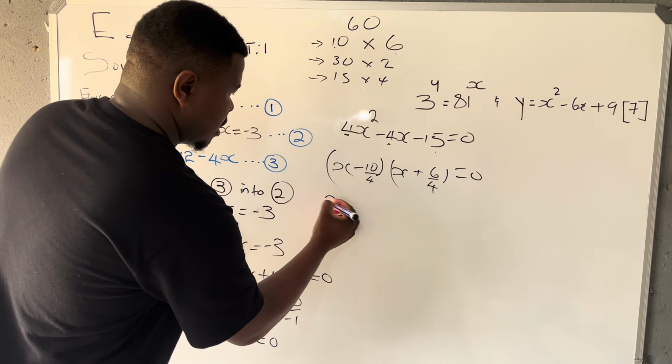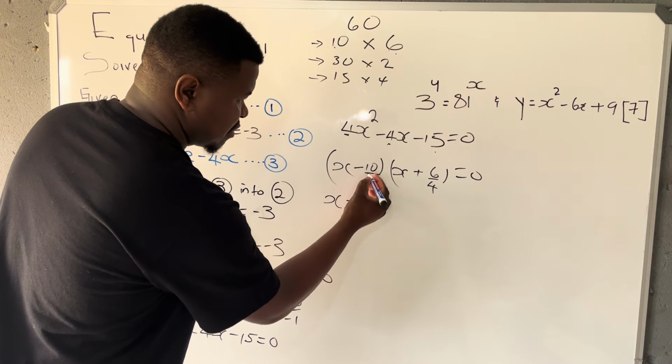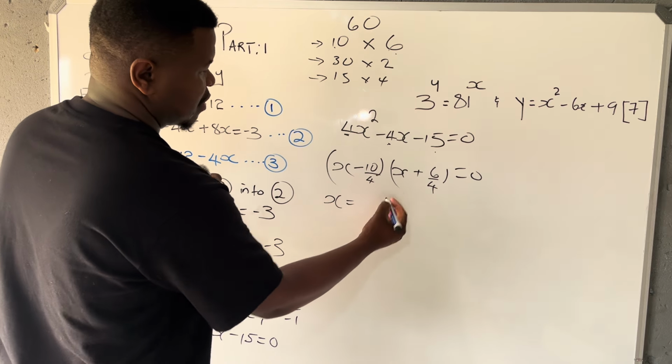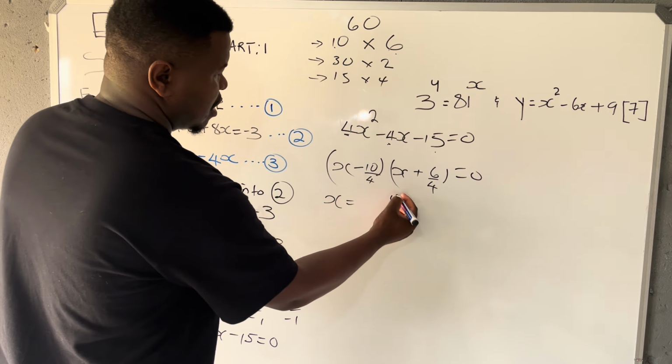So if we simplify, let me simplify this. Because I have to transpose this, it's supposed to be 10 over 4. And when you transpose this, it's going to be negative 6 over 4. But let's simplify. 2 goes into 10 five times, and 2 goes into 4 twice.